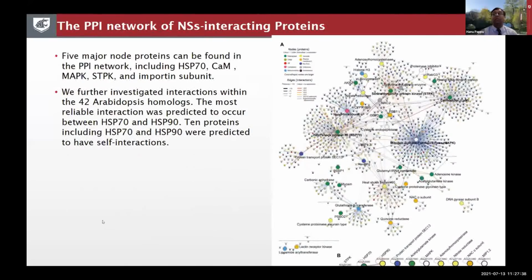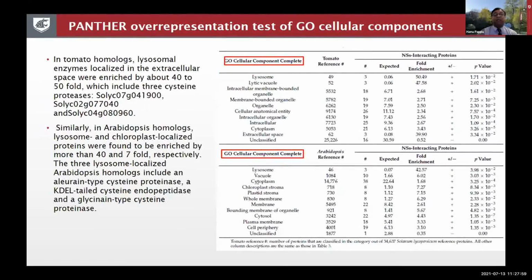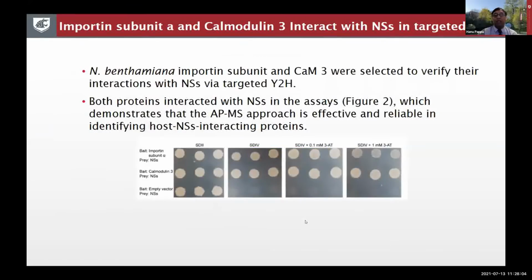Then she did a protein interaction network to see the major nodes of host proteins that are potentially interacting with the viral silencing suppressor protein of TSWV. Again, the CAM protein is a major one that seems to be interacting with NSS. This is all based on bioinformatic analysis and mass spectroscopy. So then she verified this interaction between the viral NSS protein and the host CAM protein using the yeast two-hybrid system.